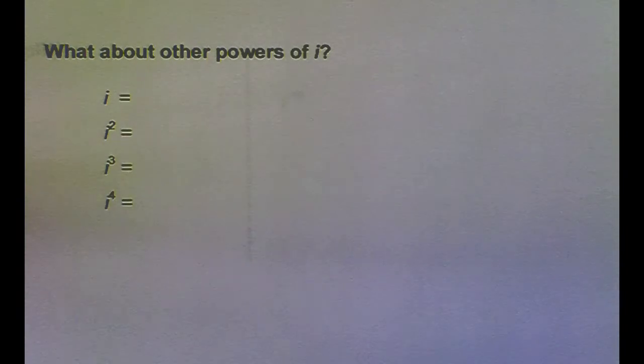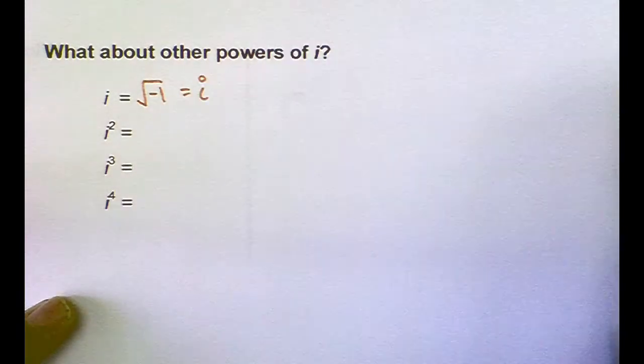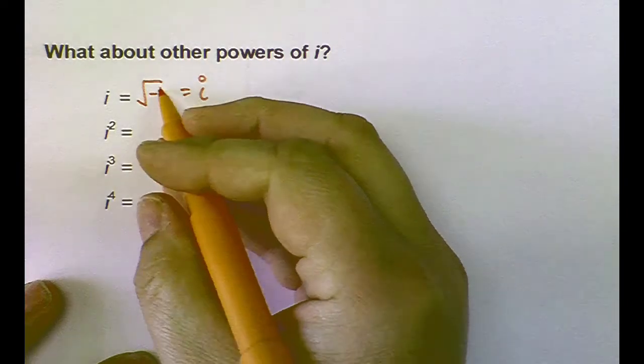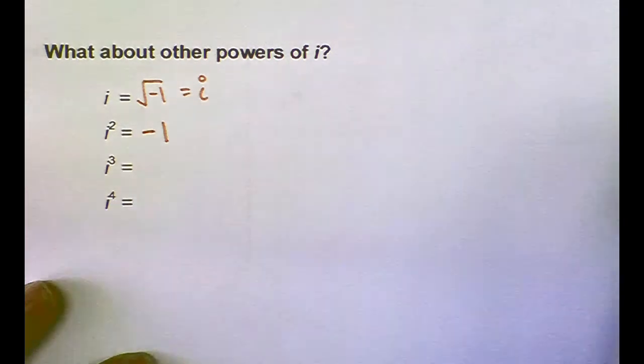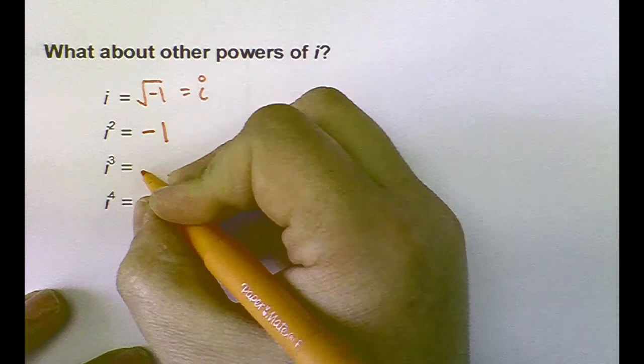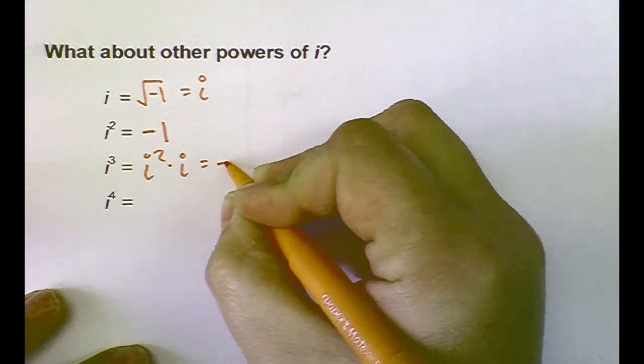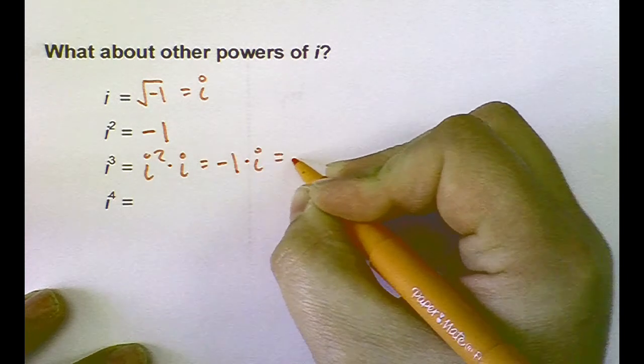All right, other powers of i. Just for simplification purposes, we never leave i to a power. i is the square root of negative 1. It can't be changed, it's just i. But i squared, if I square the square root, I get negative 1. i cubed, well, I have i squared times i, so I have negative 1 times i, which is just negative i.